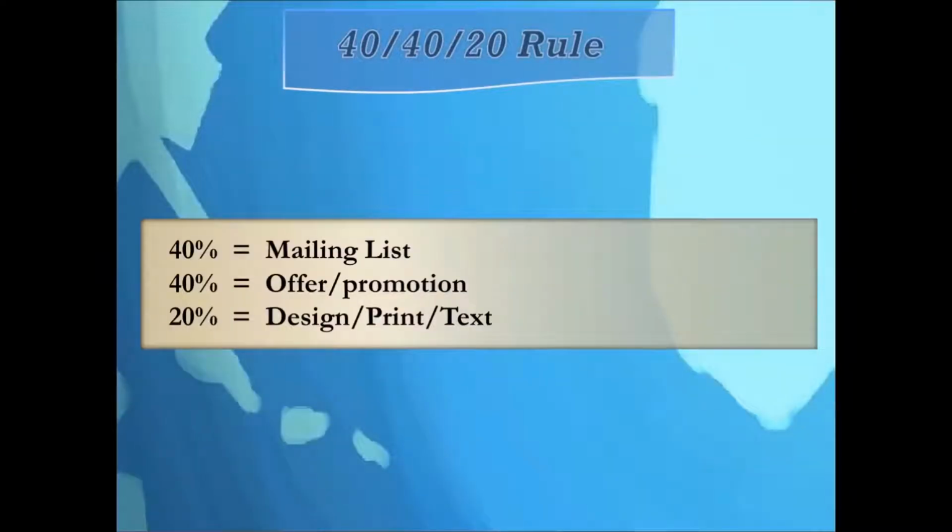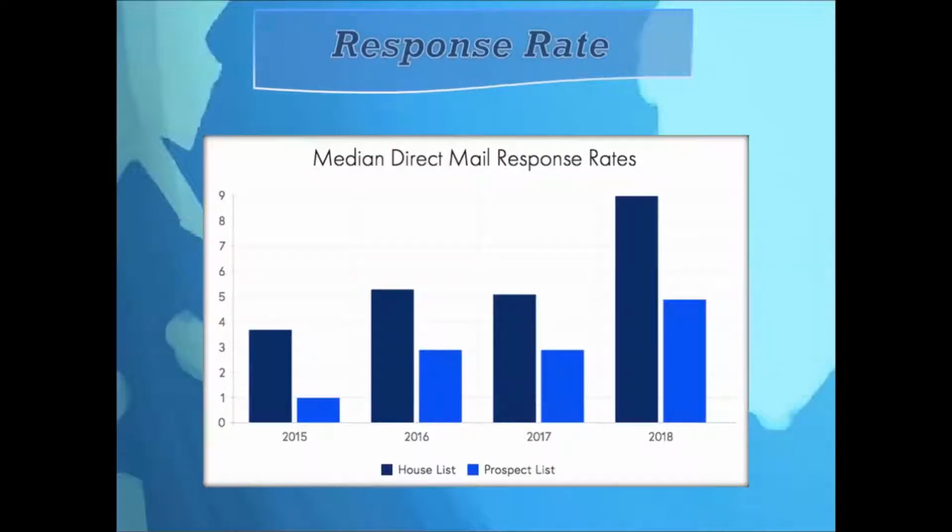The 40-40-20 rule. To run a successful direct mail campaign, you have to keep in mind the 40-40-20 rule. 40% of your success comes from the effectiveness of your mailing list. Are you targeting the right audience? The other 40% of your success depends on your offer. Is it compelling enough for people to get off their couch and take action? The last 20% of your success relies on the design, print material, and the text of your ad.